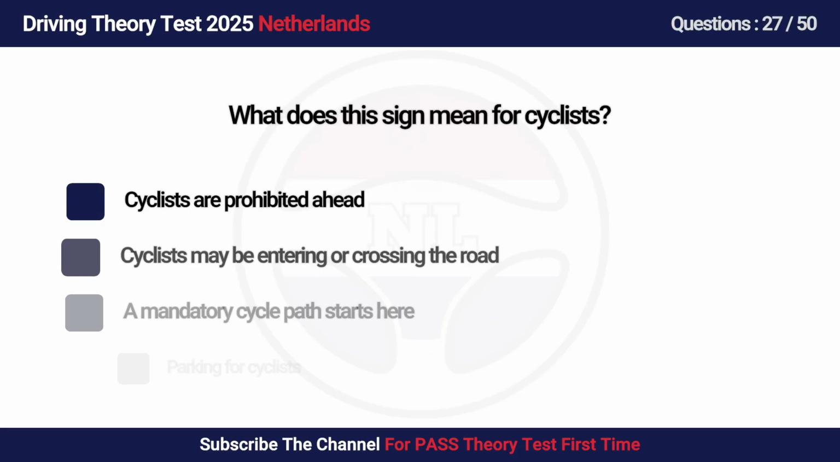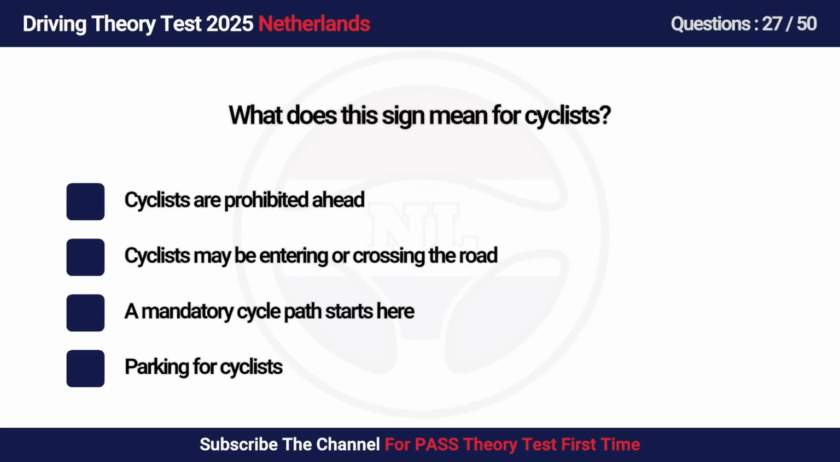Question 27. What does this sign mean for cyclists? A. Cyclists are prohibited ahead. B. Cyclists may be entering or crossing the road. C. A mandatory cycle path starts here. D. Parking for cyclists.